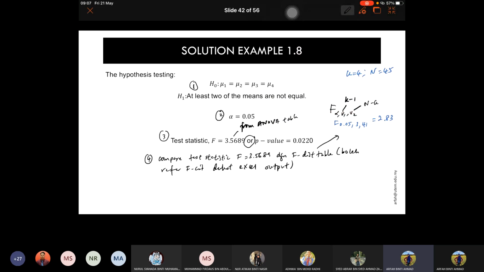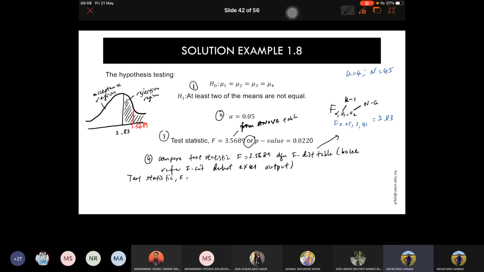So decision, if you do the drawing, kita akan dapat dekat sini adalah 2.83. Okay. So 2.83, this is your rejection region. Okay. Dan ini adalah awak punya acceptance region. So 3.5689 jatuh dalam rejection atau acceptance? Rejection. Okay. Sebab dia lebih besar daripada 2.83. So maybe somewhere here is your 3.5689.